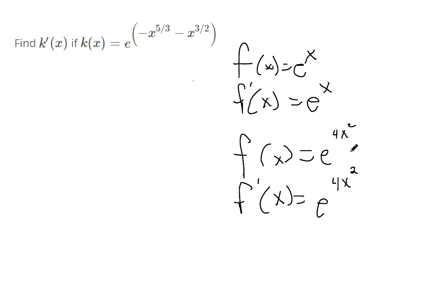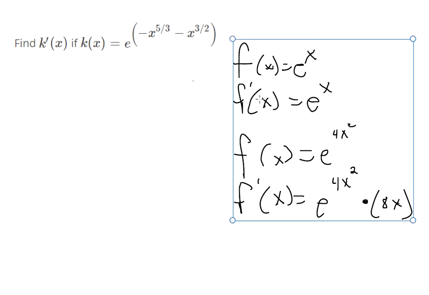Remember, with the chain rule, you're looking for potential composite functions. This could be a composite of the base e exponent function. So we have to multiply by the derivative of the next innermost function. And using the power rule, the 2 comes down and multiplies. That's 8x to the first. So we've got to remember to use the chain rule with this problem.